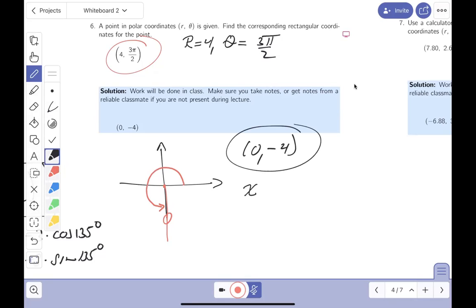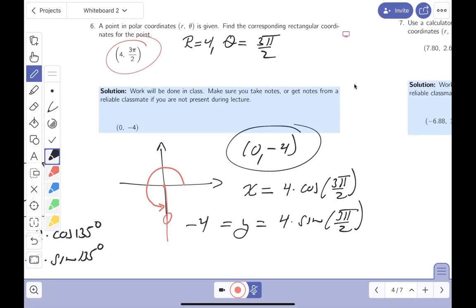Let's say you want to use a formula instead. X equals r. What's r? R is 4 times the cosine of 3 pi over 2. And y, this is a formula, is 4 times the sine of 3 pi over 2. All right? What are you going to get for y? -4. And what do you get for x? 0. Are we getting those things? Of course we are. All right, let's go to the next one, number 7.